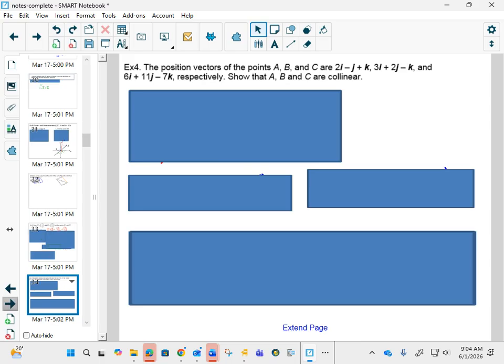So the position vectors of 3 points A, B, and C are given. This is in 3 dimensions. And we want to show that they are collinear, meaning all 3 of those are in a straight line.